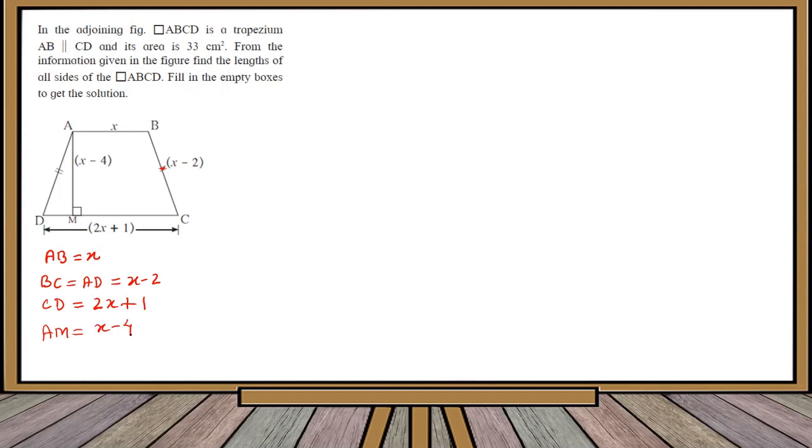What is given? Area of the trapezium is given. Do you remember what is the formula for area of a trapezium? Yes, area of a trapezium is always equal to half into height of the trapezium into sum of parallel sides.